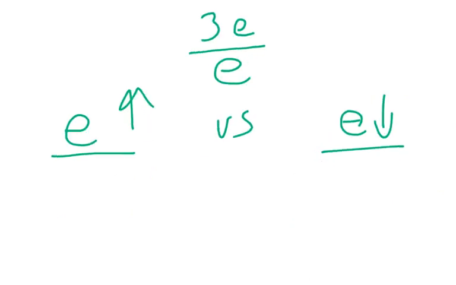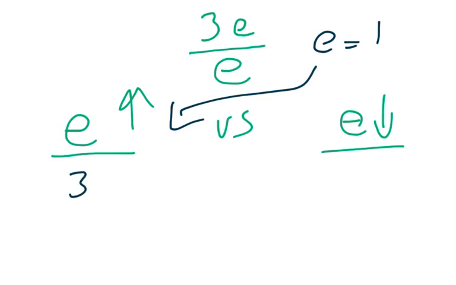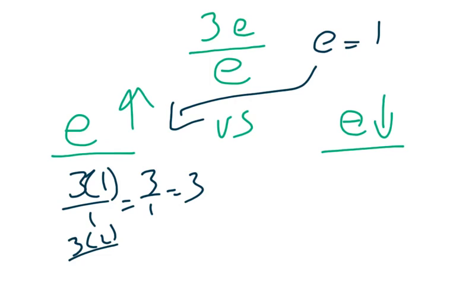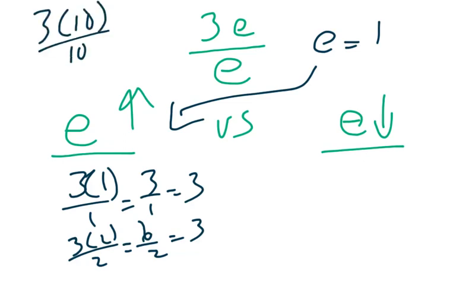Next, here's one that's slightly different. We need to pick a value for E. So we're going to start with E equals 1. When it's increasing, this will give us 3 times 1 divided by 1. 3 times 1 is 3 over 1, which is 3. Now let's try 2. 3 times 2 over 2 gives you 6 over 2, which is still 3. Let's try 10. 3 times 10 divided by 10 gives you 30 over 10, which is still 3.